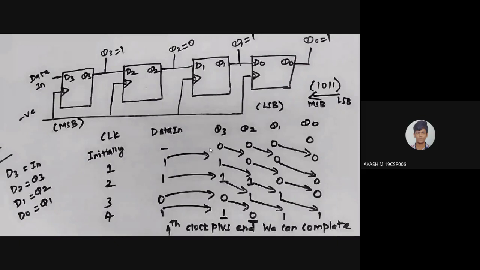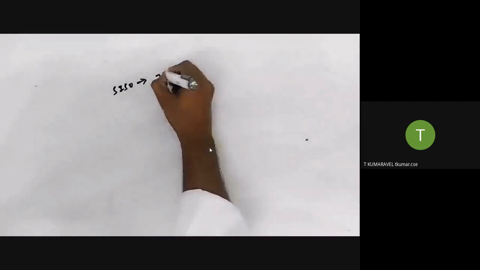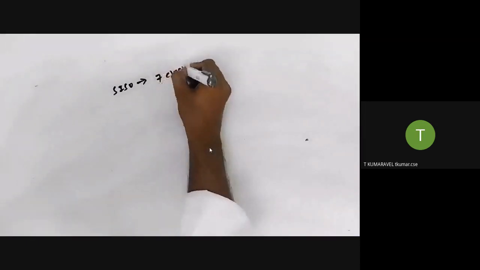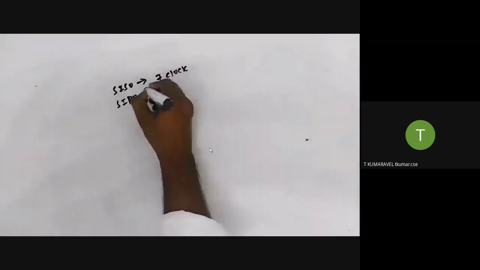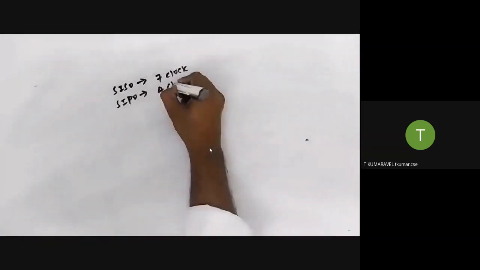Okay. Next, we have seen serial in, serial out. To complete it, 7 clock cycles are needed. If we consider serial in, parallel out, 4 clock cycles are enough to complete the entire operation.